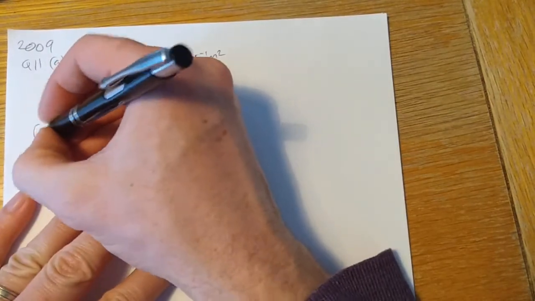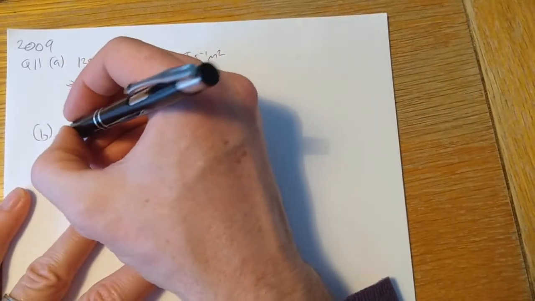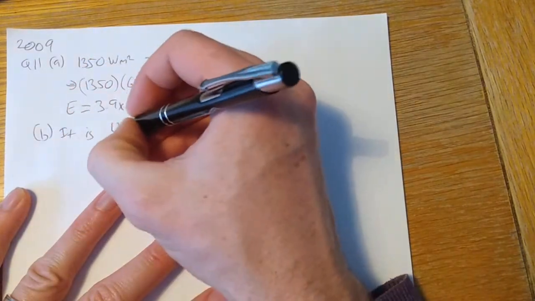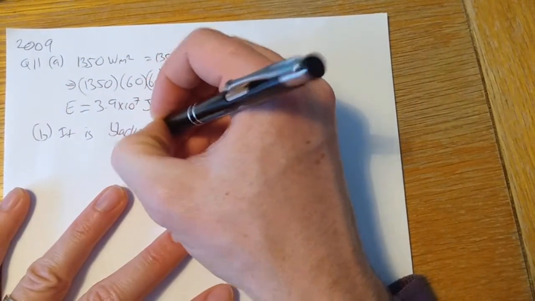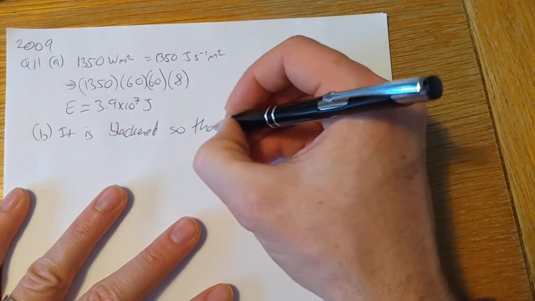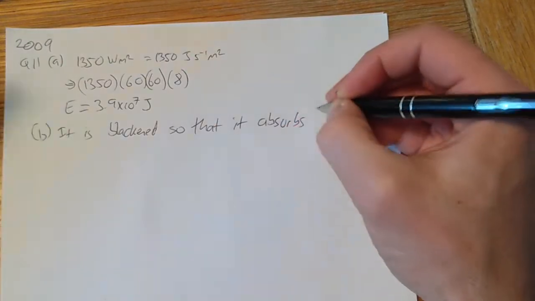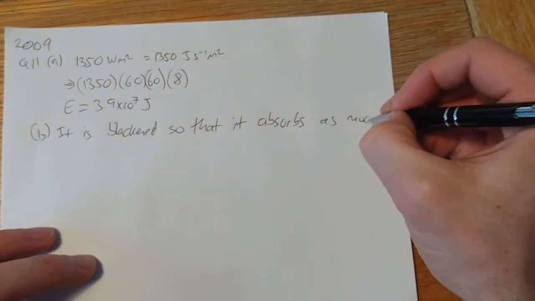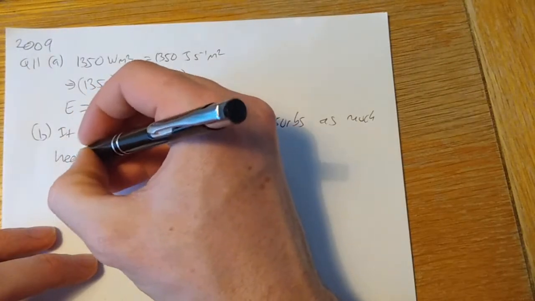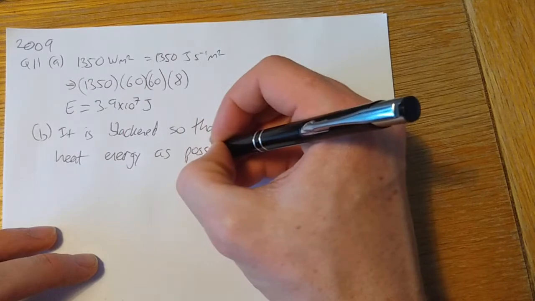Okay, for part B, why is the bottom of a flat plate collector blackened? It is blackened so that it absorbs as much heat energy as possible.